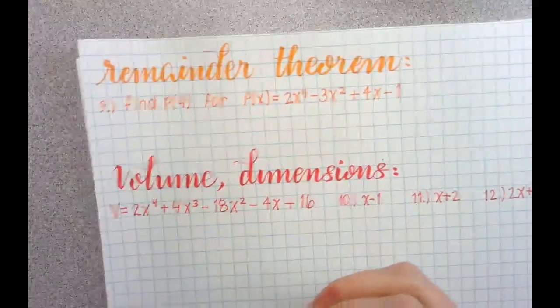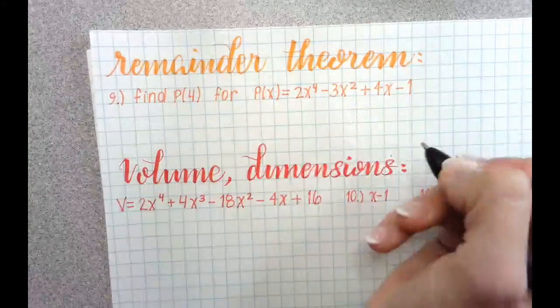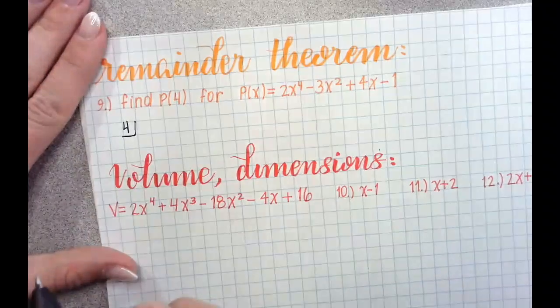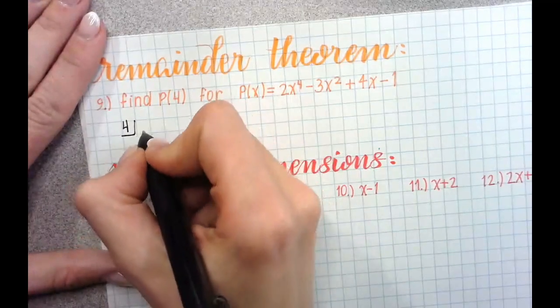Remainder theorem, find p of 4. I could either fill 4 in, or I could use remainder theorem. Do you want to show what it was? Since you opened the book to do the homework, you should flip back, or open your notes.